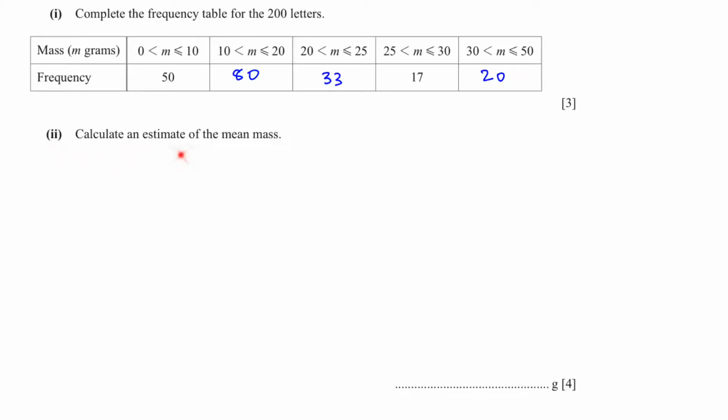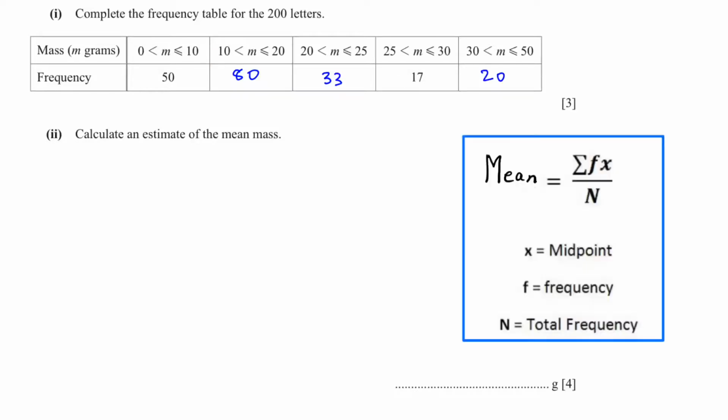In part 2, we have to calculate an estimate of the mean mass. If you have been given data in a frequency table like this with the class width, we use the formula mean is equal to the sum of f x over n. X is your midpoint of the class width, multiplied by the frequency, and n is the total frequency. To begin with, we need to find the midpoint of the class width, and to do that, we add the two numbers and divide by 2.